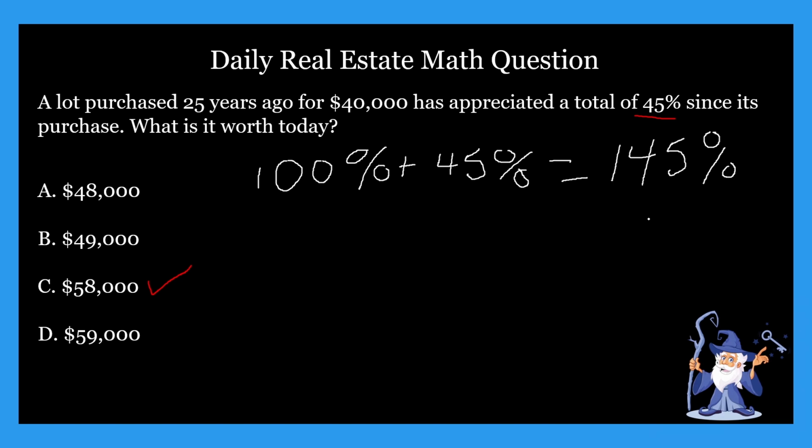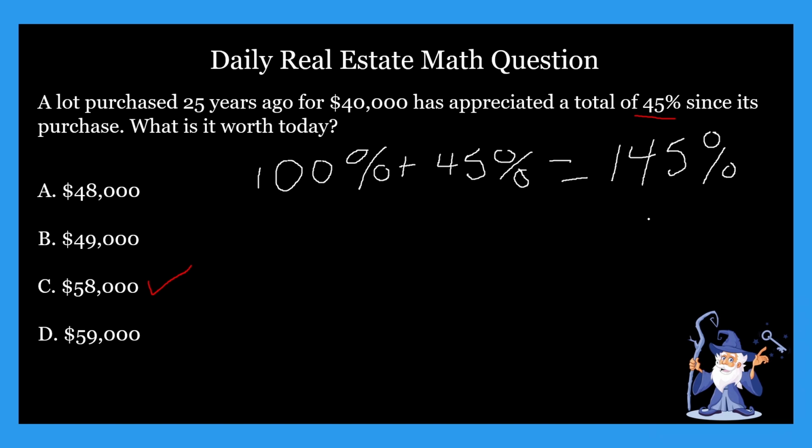Now, why is this important? Well, think about it. When you appreciate in value, you're increasing, which means it has to be over 100%. If you're decreasing, it's under 100%. When you're multiplying by a percentage that is under 100%, it's always going to be less than the original. But if you're multiplying by a percentage that is higher than 100%, just by using common sense with decimal points and percentages, it's always going to be increasing. And that's why we are adding instead of subtracting in this case.